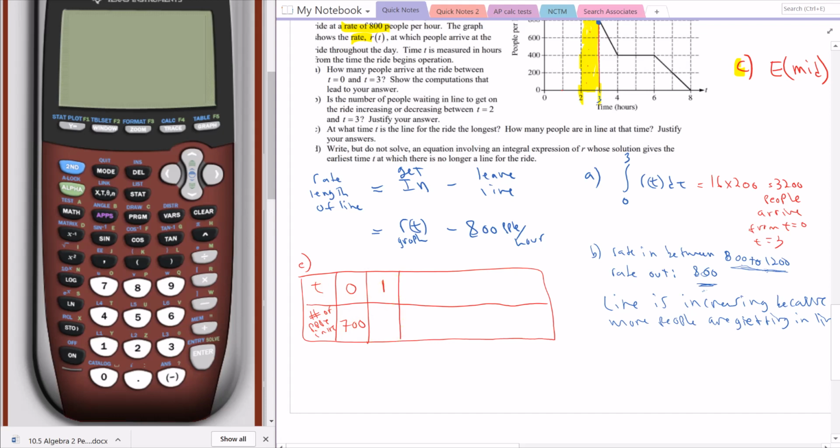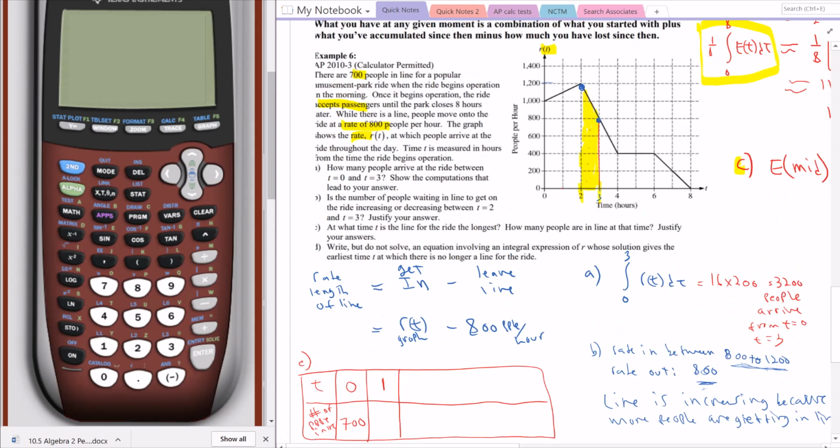At time equals 1, how many people did we add? Well, that's the area under this first yellow piece, right? That's how many people we added in the first hour, which is 1, 2, 3, 4, 5, and a little bit, which I don't really know what that little bit is. So let's go ahead and go to 2.